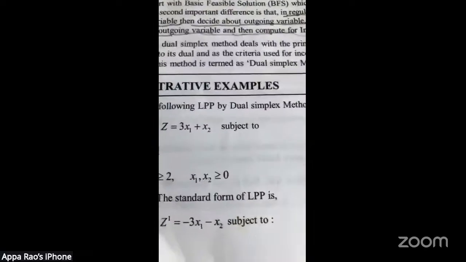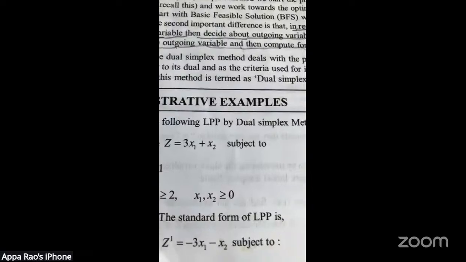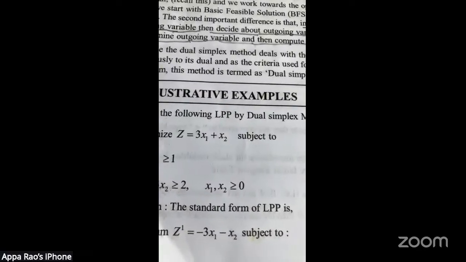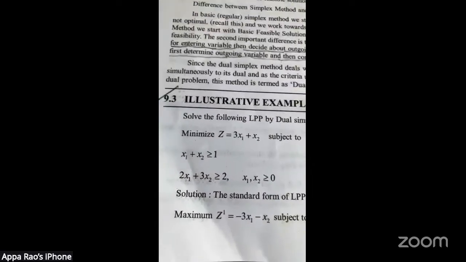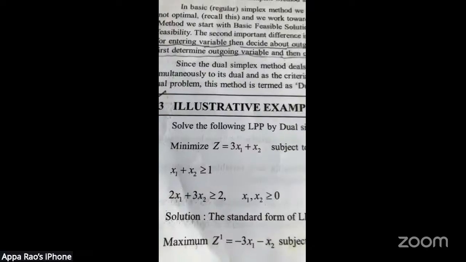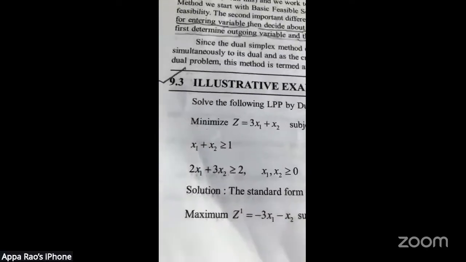Illustrative example. First one, solve the LPP, linear programming problem, by the dual simplex method. Minimize z equal to 3x1 plus x2 subject to constraints: x1 plus x2 greater than or equal to 1, 2x1 plus 3x2 greater than or equal to 2, x1, x2 greater than or equal to 0.